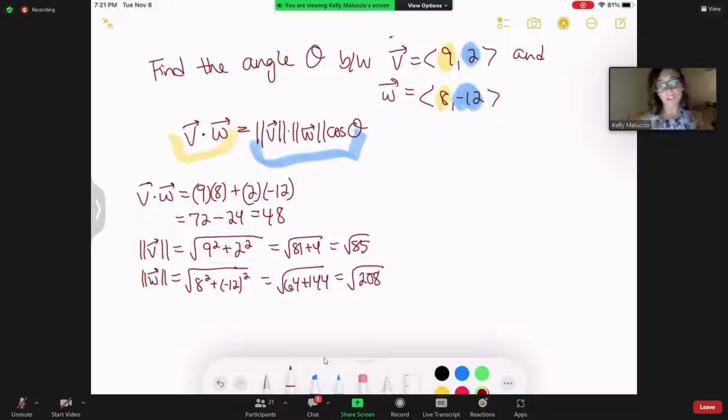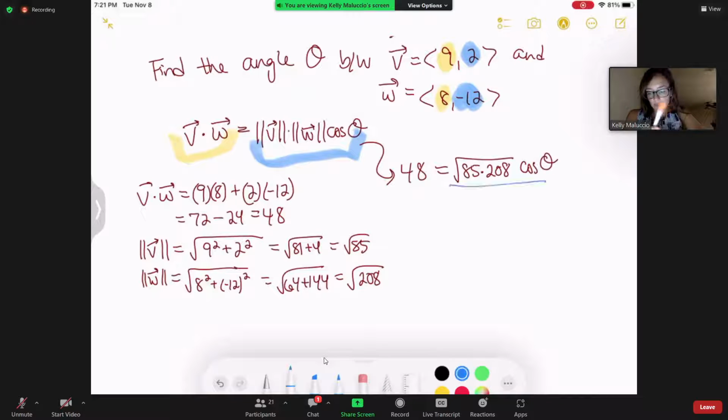These are decimals, so don't bother simplifying. We'll just calculate this all. So what we'll do is say 48, which is the dot product, equals the square root of 85 times 208, because that's all in the square root together, times cosine of theta. Then we can divide both sides by the square root of 85 times 208.